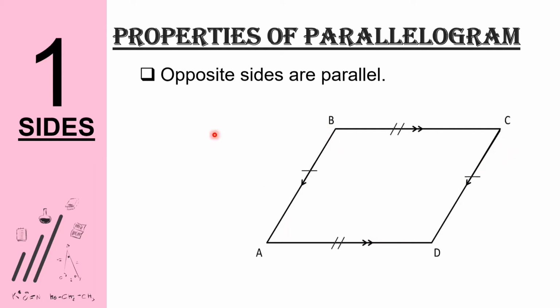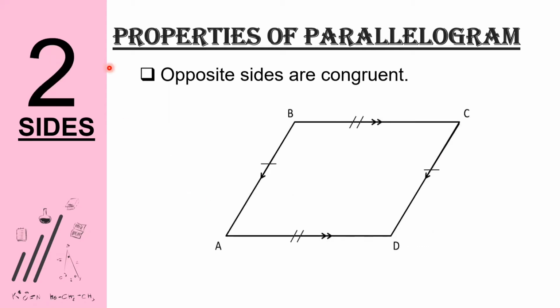So sabi niya, opposite sides are parallel, meaning to say, since BC is opposite to AD, they are parallel. So BC is parallel to AD. Also, BA is opposite to CD, meaning to say BA is parallel to CD.